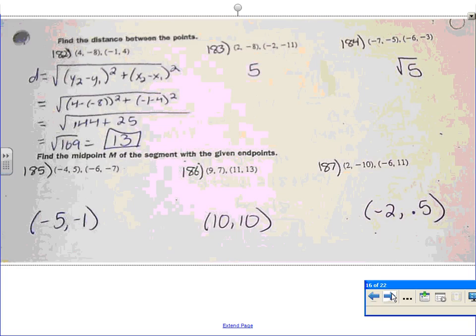Okay, 182 is 13. 183 is 5. 184 is square root of 5. 185 is negative 5, negative 1. 186 is 10, 10. 187 is negative 2.5. Amberly, we'll start with you.